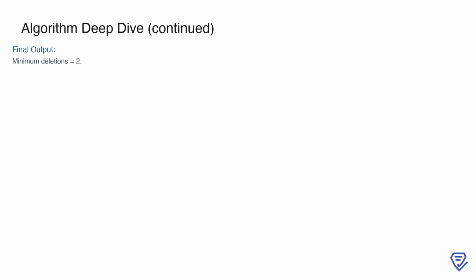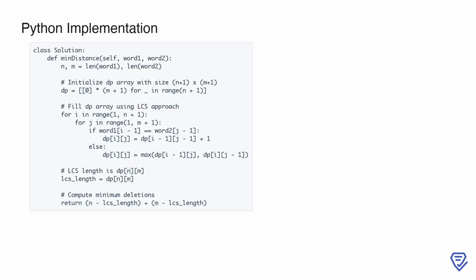By understanding the principles of LCS computation and leveraging edge case handling, this algorithm provides a robust solution to the problem. This Python implementation solves LeetCode problem number 583, Delete Operation for Two Strings, using a dynamic programming approach. The goal is to compute the minimum number of deletions required to make two strings identical.